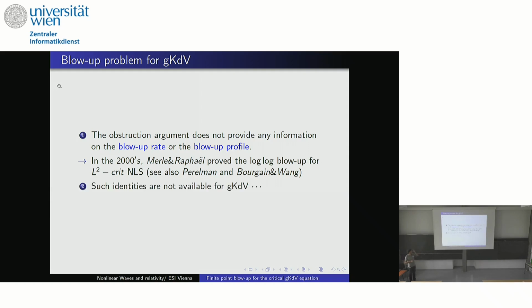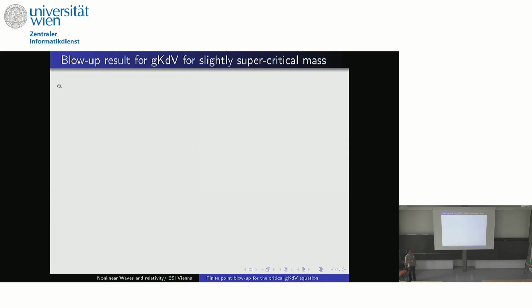Of course, such identities, at least in this form, are not available for gKdV. So for gKdV, you have to go in this direction and do a more refined analysis. You cannot have a direct answer to the question of the blow-up. So there has been a lot of work since the 2000s. In the case of slightly supercritical mass, you take an initial data with an L2 norm a little bit above the ground state.